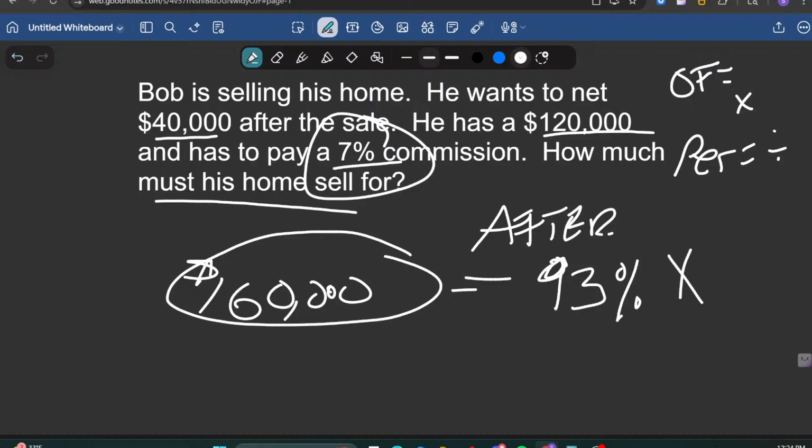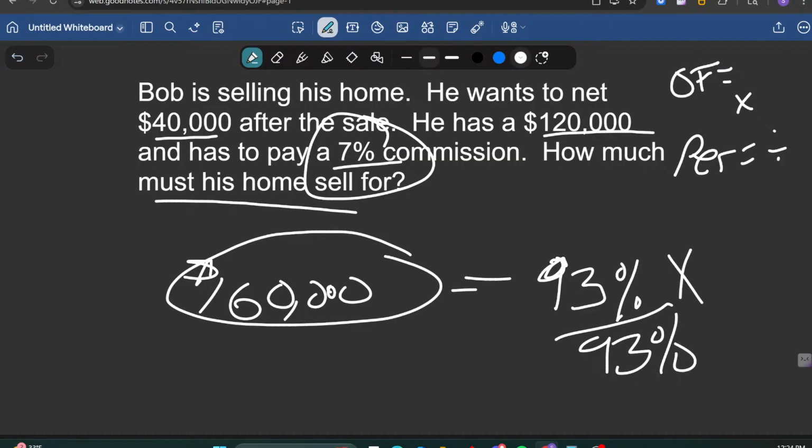Now, let's look at this. So 93% of the sale price equals 160,000. So now the question is this: how do we figure out X? So we have to isolate it. We have to basically get ourselves to a place where we get it by itself, right? So 93%, we're going to go ahead and divide, and it cancels out on this side. And then you have 93% here.